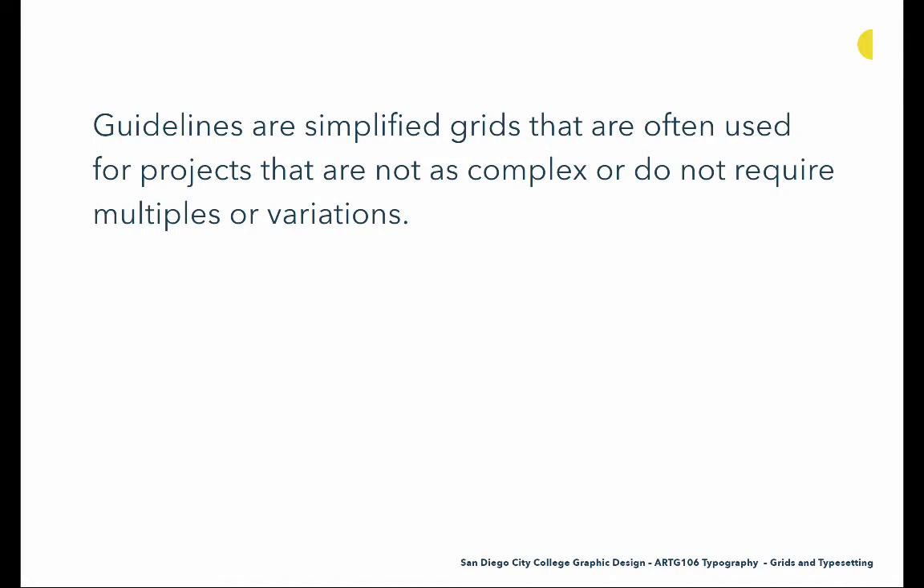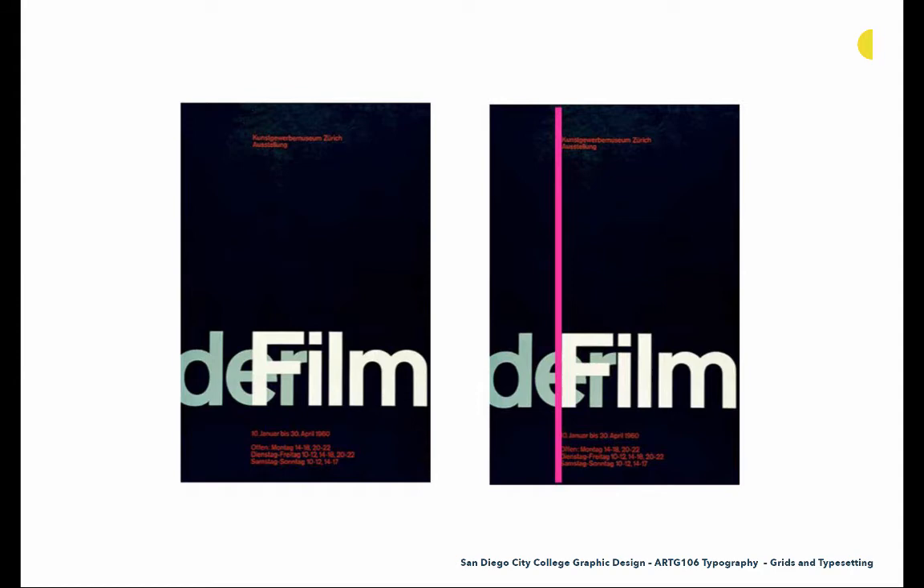So guidelines are simplified grids that are often used for projects that are not as complex or do not require multiples or variations. So sometimes when you're working, there's no need to create an entire grid structure. Maybe it's a poster that you're working on and there's just not that much typography. You may not create an actual grid, you'll use guidelines, but you still want to have things that line up. You want to have a rationality for where these things should be. So the DER film is another great example. We looked at this before, but here I'm actually highlighting that line, and you can see how this one single guideline is determining the placement of a lot of this content. So sometimes this will be helpful too, is just having some lines and some determinations of how things are placed or where things should live.